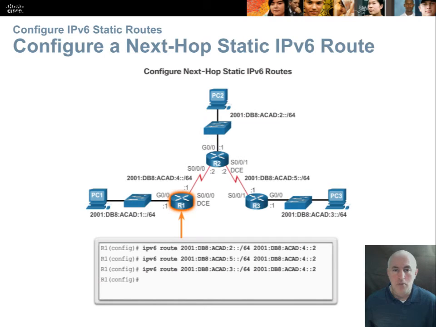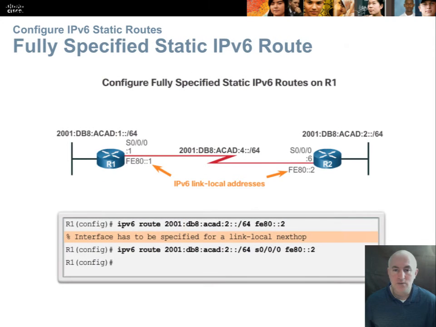Instead of using the global address for router 2, which is what was used, it used 2001:DB8:ACAD:4::2, which is the IPv6 address on the serial 0/0/0 interface, which is the global IPv6 address. We could have used the link local address on the serial 0/0/0 interface, as was done here. So you can use either one.